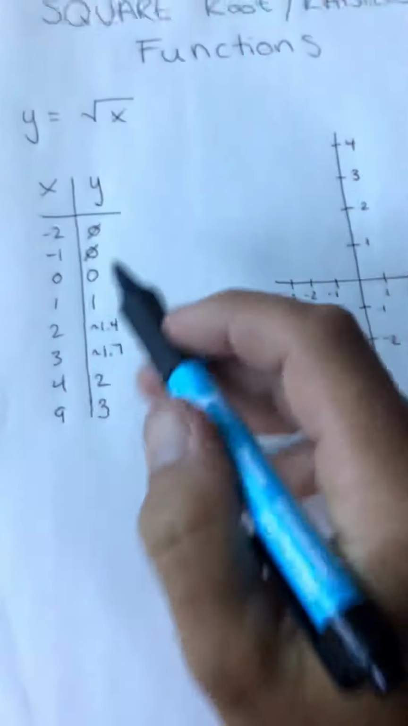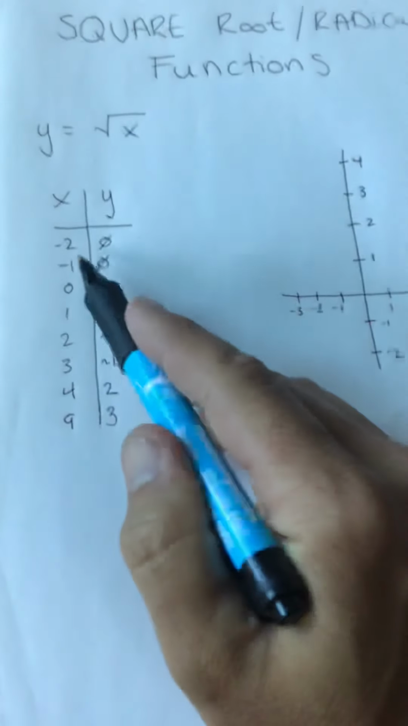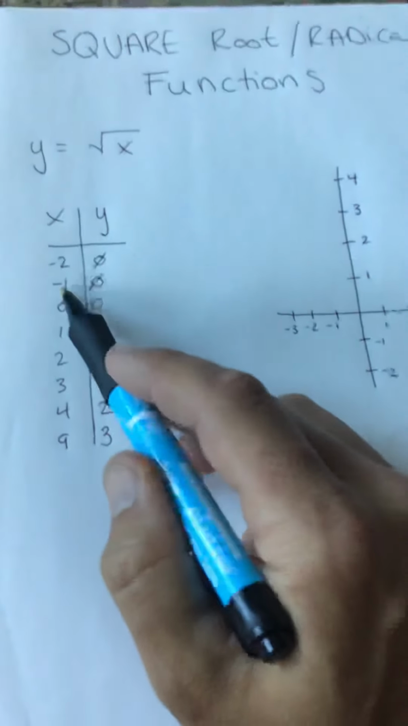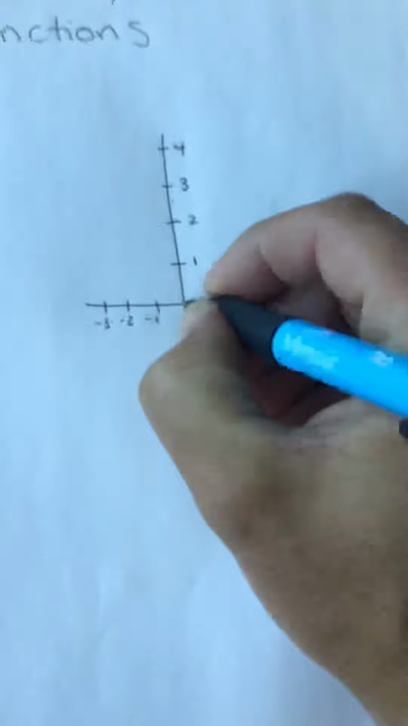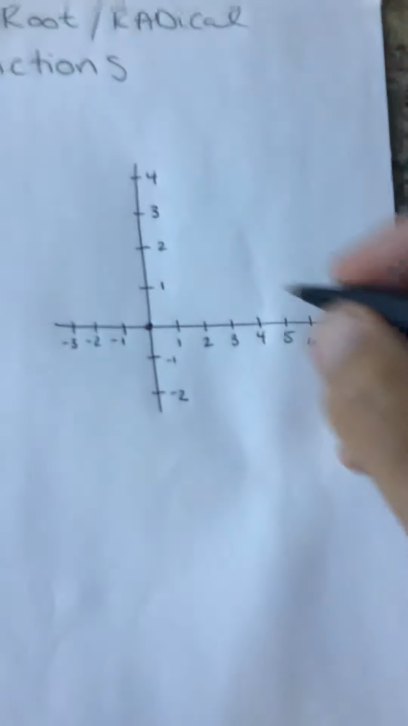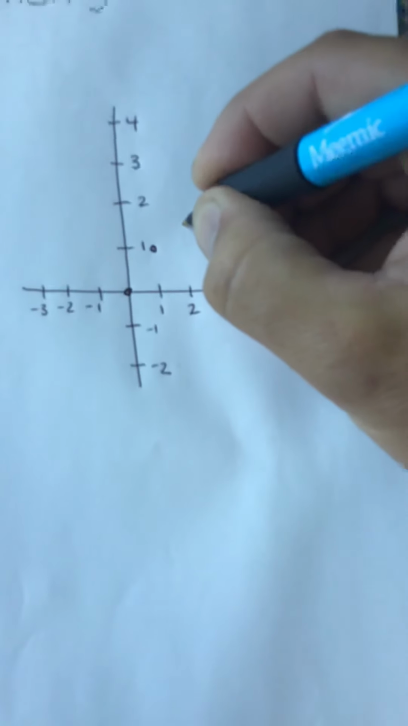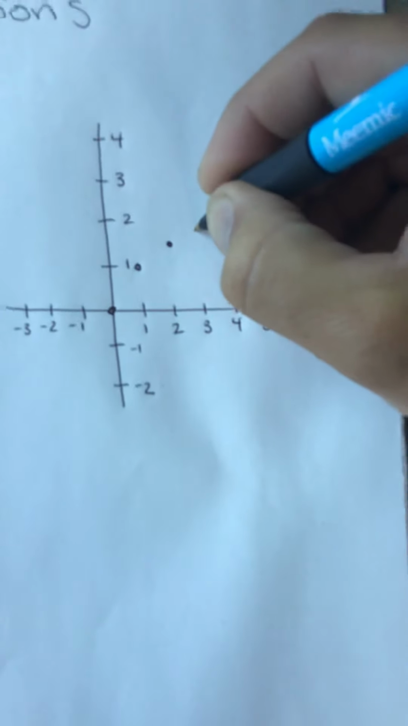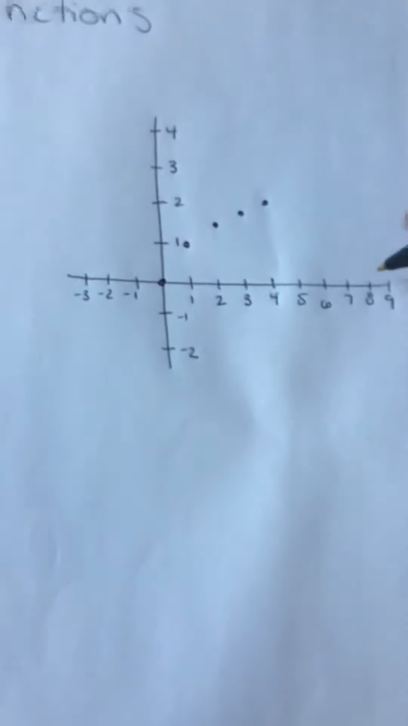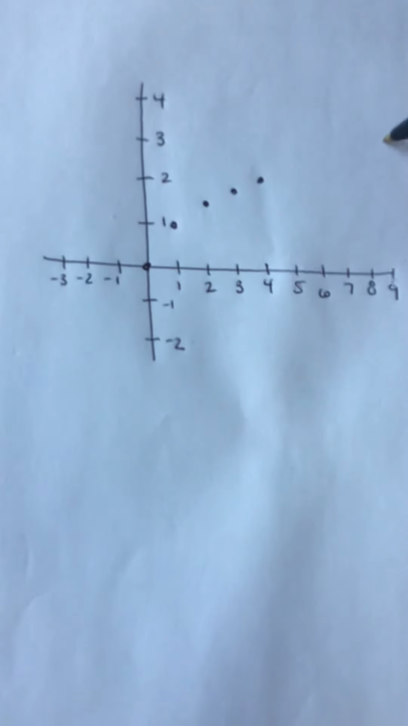So if I take these points that we've created, -2 is not on there, -1 is not on there, but 0, 0, 1, 1, 2, 1.4, so on and so forth, and throw them on the graph, let's see what this would look like. We have 0, 0. We have 1, 1. We have 2, 1.4-ish. We have 3, 1.7-ish. We have 4, 2. And then we said that the next clean one would be 9, 3.